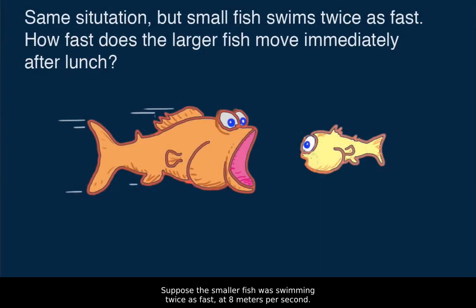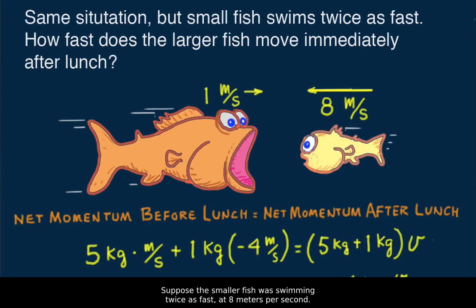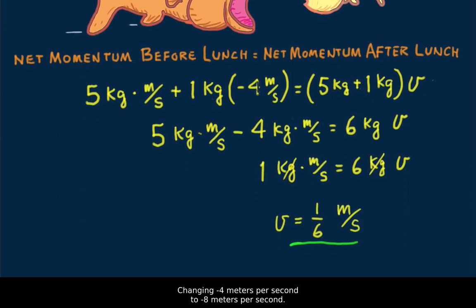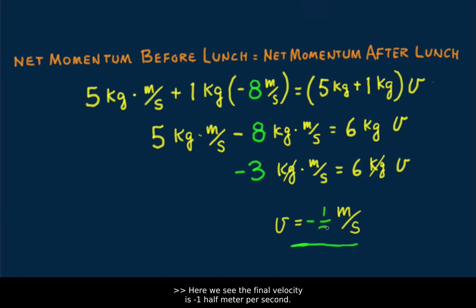Suppose the smaller fish was swimming twice as fast, at 8 meters per second. Then we make use of our prior calculations, changing minus 4 meters per second to minus 8 meters per second. Here we see the final velocity is minus 1/2 meter per second. What's the significance of the minus sign? After lunch, the two-fish system moves backward toward the left. Yum yum physics, at least according to the large fish.